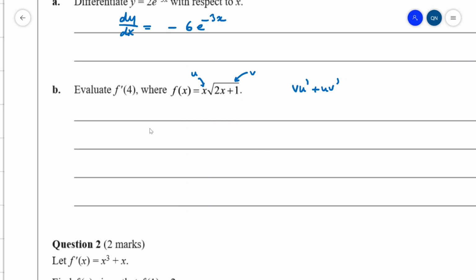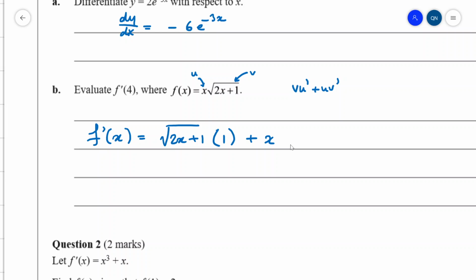Okay, so what is v? First of all, let's write down f prime of x. So v is precisely the square root of 2x plus 1. That's the v. What's the u'? u' is just 1, the derivative of x. And then we have plus u, which is x. And then v'. Now, what is v'?